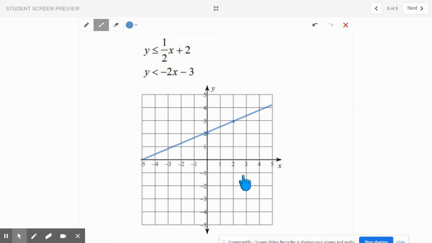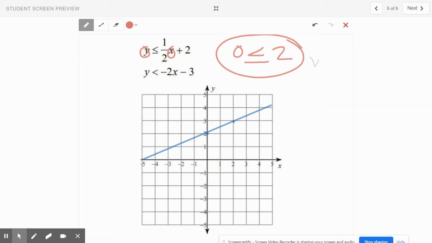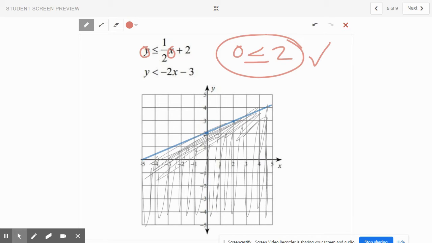And 0, 0. If I plug in 0, 0, does it work? Basically, it's going to be 0 less than or equal to 2. Is 0 less than 2? Yes, it is. This is a true statement. All right, 0 is less than or equal to 2. So we're going to shade down here. We're actually shading over the 0 and everything in this area. Okay?